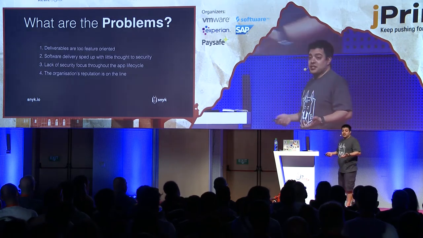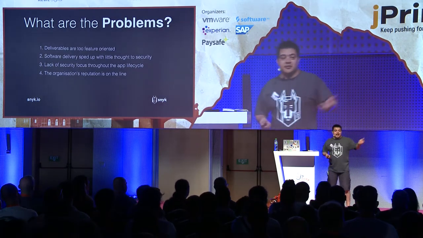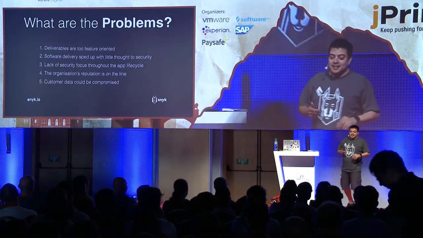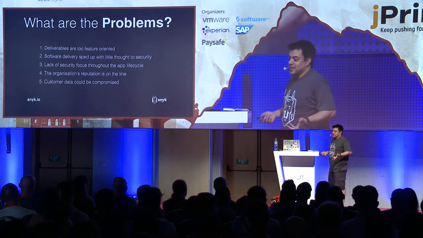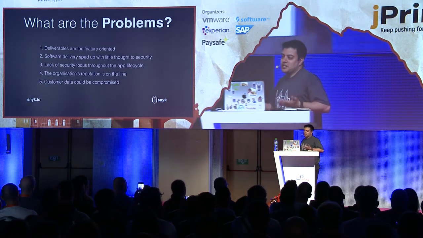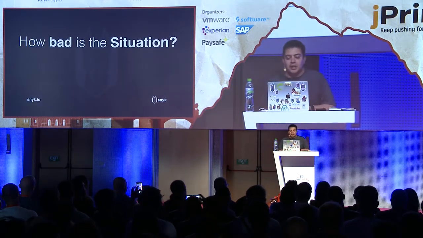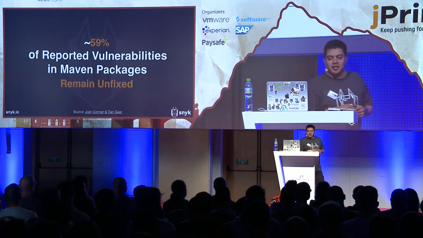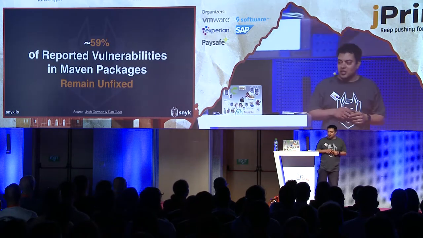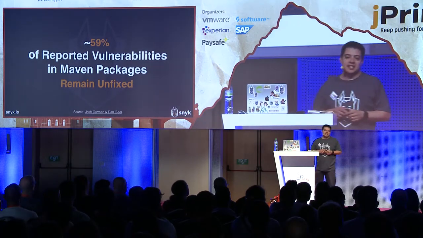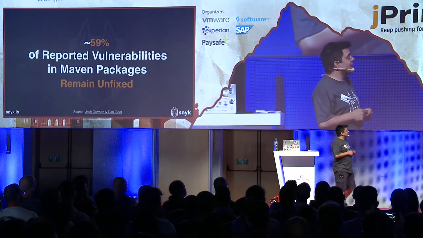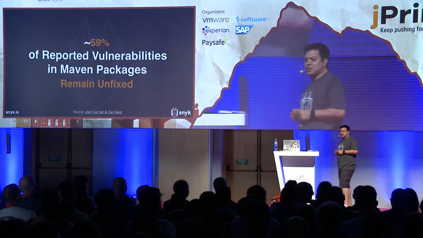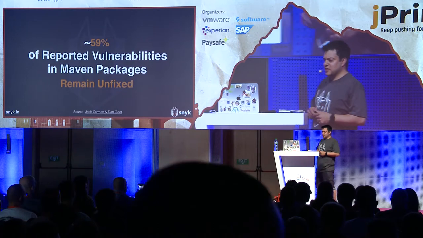Ultimately, the organization's reputation is on the line. Who's heard of Equifax? Yeah, probably for all the wrong reasons, right? And of course, customer data can be compromised. So we need to think about what's right. So how bad is the situation? Well, from a Maven point of view, around 59% of reported vulnerabilities in Maven packages remain unfixed. That's pretty severe, right? Almost two-thirds of reported vulnerabilities haven't been fixed.